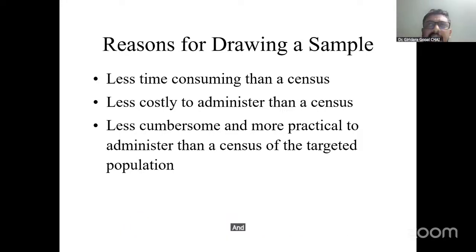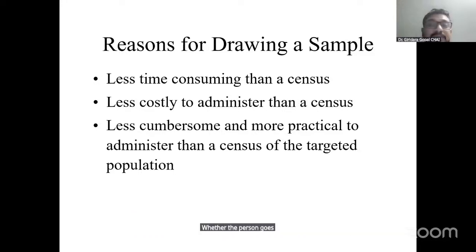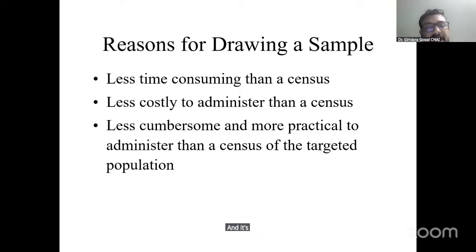And of course, I mean, any activity, we have to pay for the labor and for the work that they do. And of course, there is an element of data quality. There's an element of whether the person understands what you do, whether the person goes to the people whom we have asked them to do, and all those kind of things. So these are things that you need to be a little cautious about. Yes, by doing a sample, we ensure that we do it in less time, at less cost, and it's less cumbersome and practical to do this kind of activity.